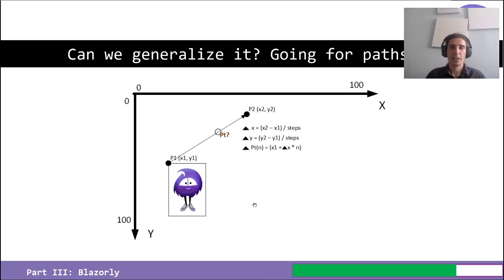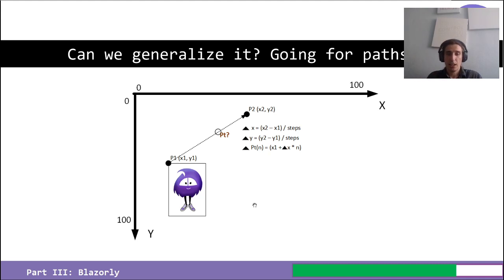Okay, so the question is, how can we generalize it? How can we find a better system to express this animation movement? One way is to introduce a path. So now Blazorly can move along a path. A path has multiple elements, let's call them segments. So a path consists of segments, and each segment has 2 points: the start point of the segment and an end point of the segment.